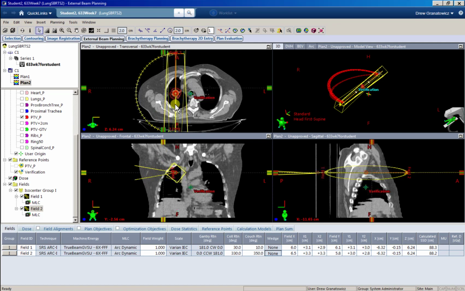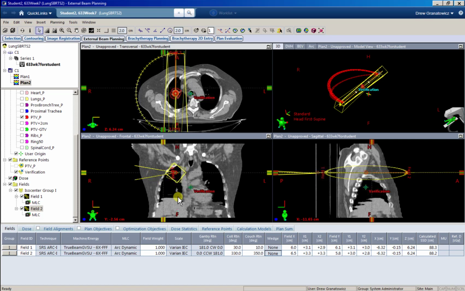The more posterior and the more lateral your target is, the more of a couch kick you can do, just because you'll have more clearance. It's when it gets anterior and medial that you have to worry a little bit about your clearance. You've got to think about things like the arms and stuff like that. But usually, especially for lungs, I feel like you can get away with 10 degrees in both directions. If I'm nervous, I might shrink it down to 7 or 8 degrees or something like that. But 10 degrees is what I'm trying to shoot for.